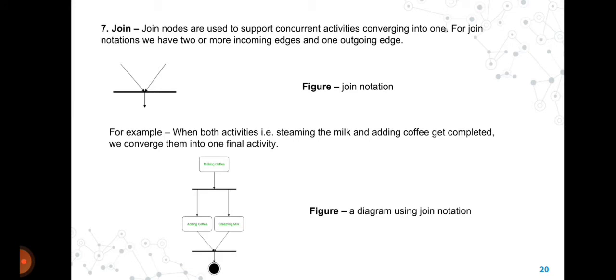Next one is join. The join node is used to support concurrent activities converging into one. For join notation, we use two or more incoming edges and one outgoing edge. Here we can see the figure for join notation. For example, when both activities, that is steaming milk and adding coffee, get completed, we convert them into a final activity.